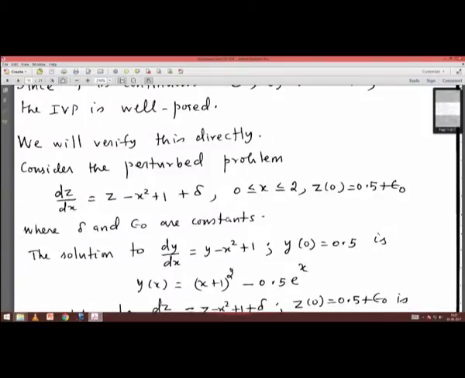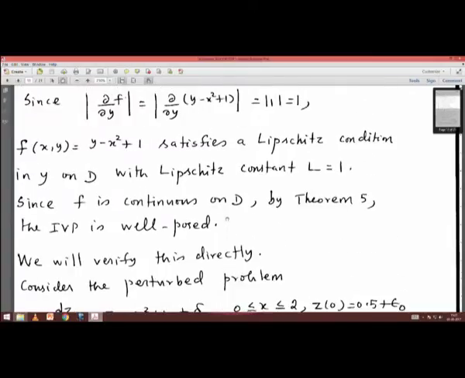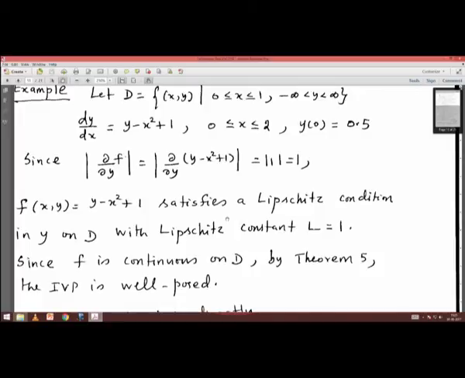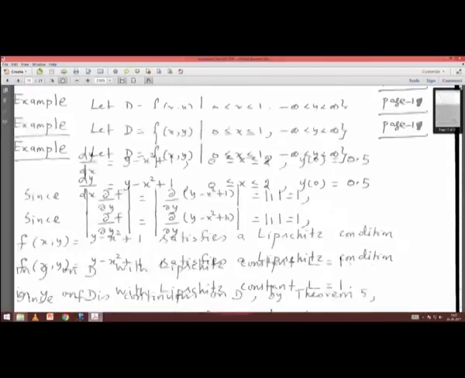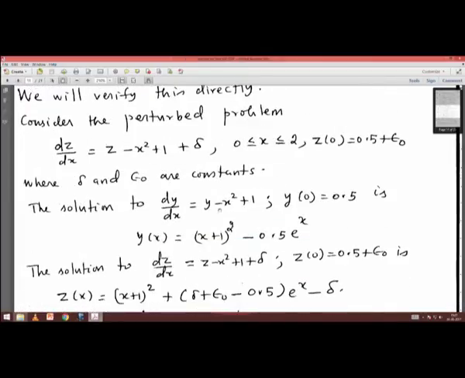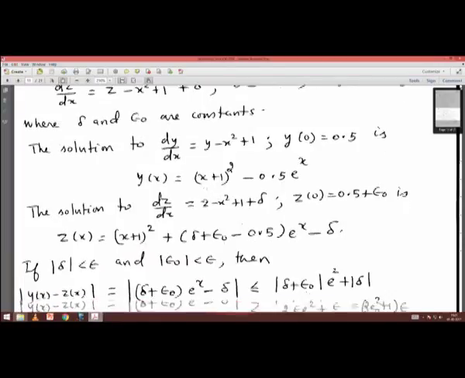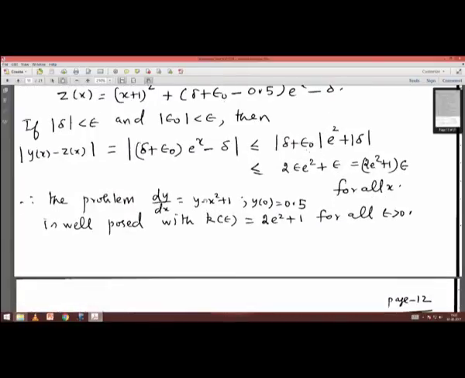So, we actually have demonstrated how one can find that k of epsilon and show that the two conditions given in the definition are verified, so that the original problem is a well posed problem. We also have shown earlier that the conditions specified in the theorem are satisfied, and therefore, it is a well posed problem. In both ways, we have been able to establish the well posed property of the corresponding initial value problem that we have considered.